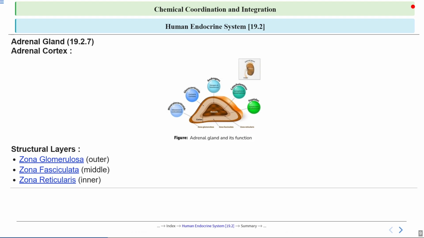Then third we have the zona reticularis. It is the innermost layer of the adrenal cortex, and it primarily produces androgens, which are male sex hormones. So these hormones play a key role in development of secondary sexual characteristics and also have effects on muscle mass and bone density. In males, they contribute to development of features like facial hair, while in females they are involved in maintaining skin health and regulating the menstrual cycle. So these hormones are also important in stress responses and maintaining overall metabolic balance.